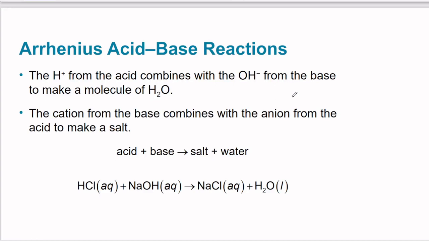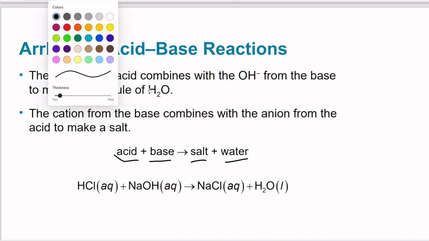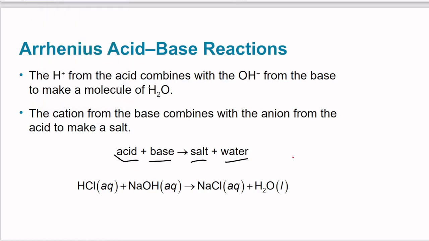Here we have an example of a neutralization reaction, which occurs when an acid and a base are combined. The H+ from the acid combines with the OH- from the base to make a molecule of water. And the cation from the base combines with the anion from the acid to make a salt. So an acid plus a base yields a salt plus water. You should remember that an acid plus a base yields a salt plus water.